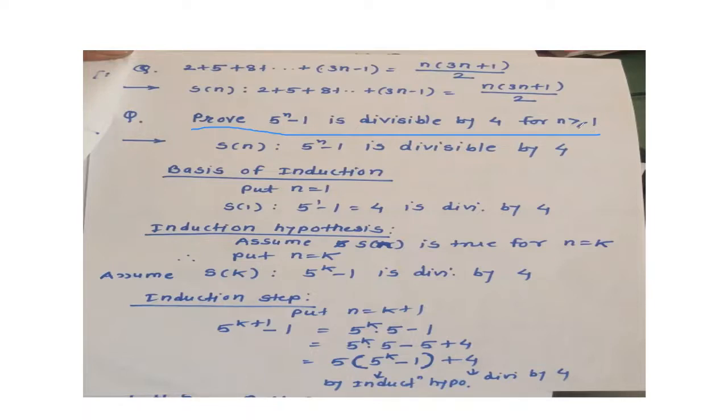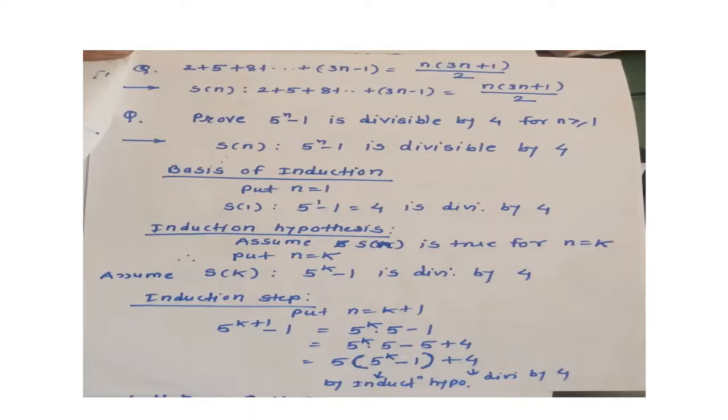If n is greater than or equal to 1, then we start with n equal to 1. Whenever n is greater than 1, then we have to start by putting n equal to 2. So here we have to prove 5 raised to n minus 1 is divisible by 4.